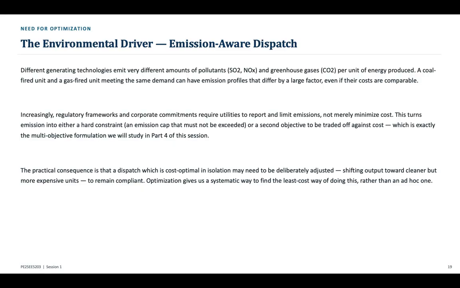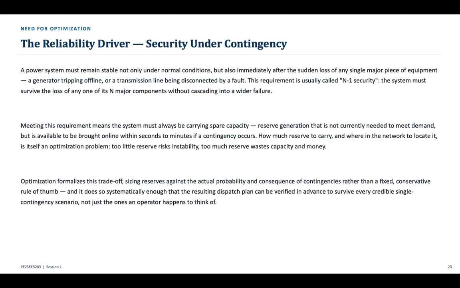So the practical consequence is that, if I have to put it in one single word, what kind of generation, what amount of generation will lead to a very small amount of pollution. That comes in the environmental driver.